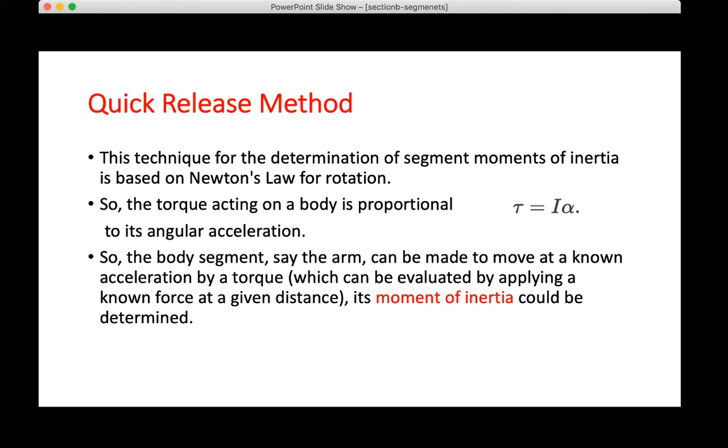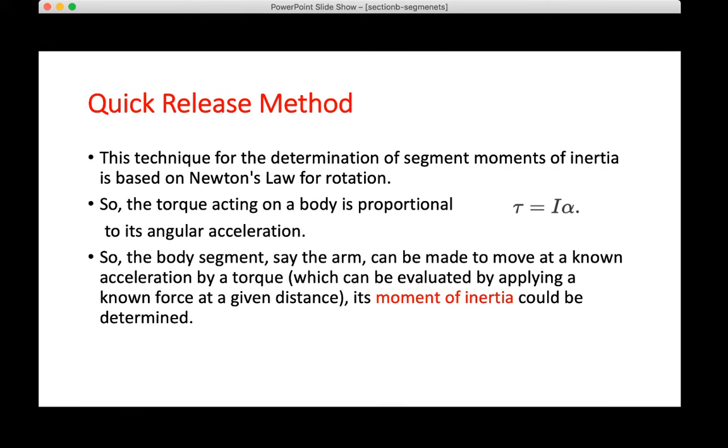Focus on the third point. For example, say the arm: they have to measure the moment of inertia of the arm. It can be made to move at a known acceleration by a torque, which is also known. What this line means is that we make the movement by applying a known amount of force, so that the arm rotates. We already know the torque which we have applied. We already know the acceleration. So when we know these two things, we can calculate the moment of inertia, which gives an idea of the mass of that particular body segment.